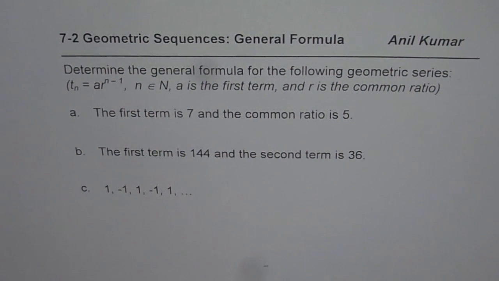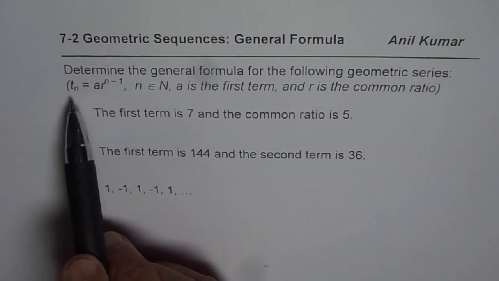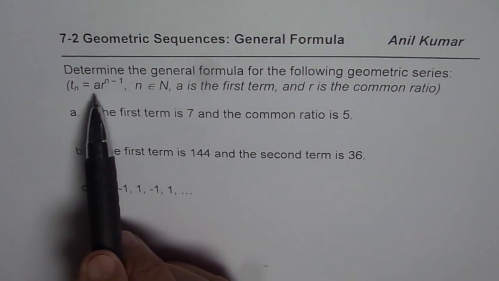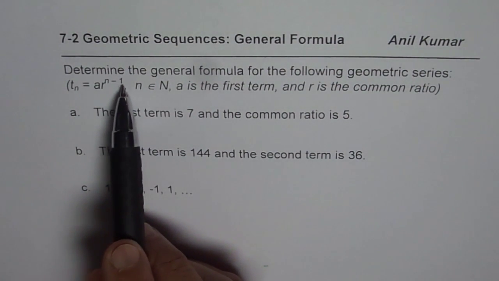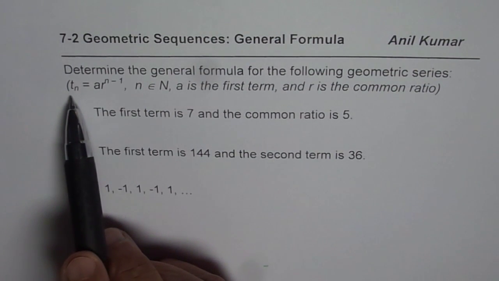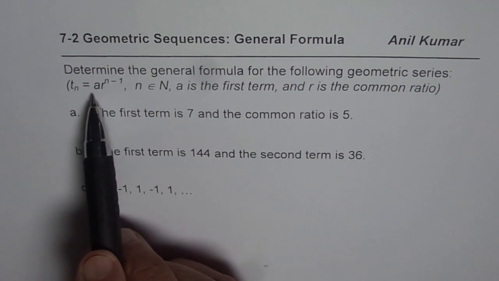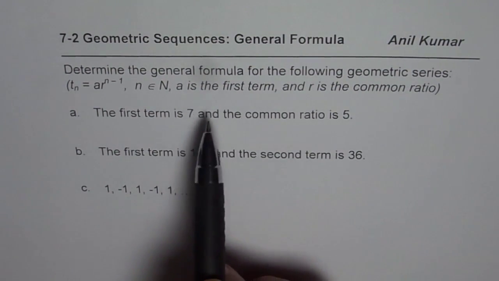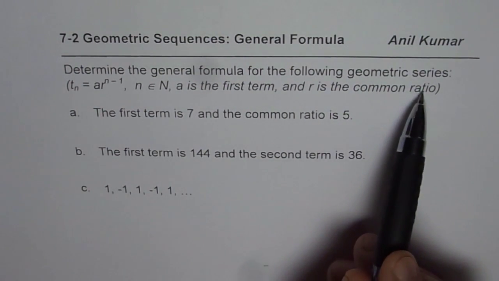Since we are just beginning to learn about it, I have also given you the general formula here. Tn equals a r to the power of n minus 1. Tn is the general term, the nth term. The subscript tells you that T1 is the first term, T2 is the second term, T3 the third term, Tn is the nth term. A is the first term, so T1, and r is the common ratio.